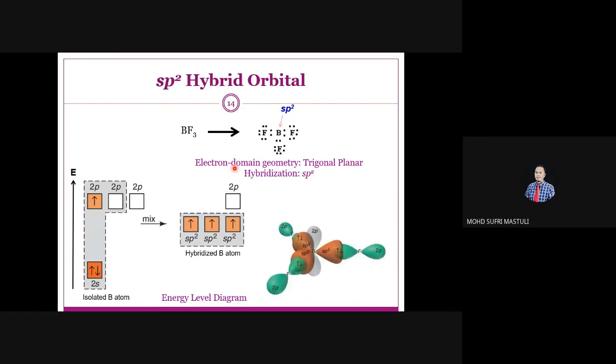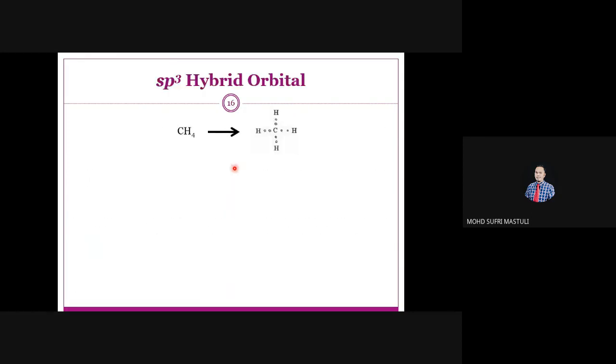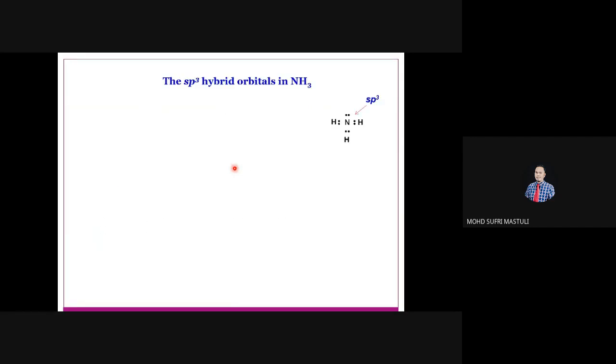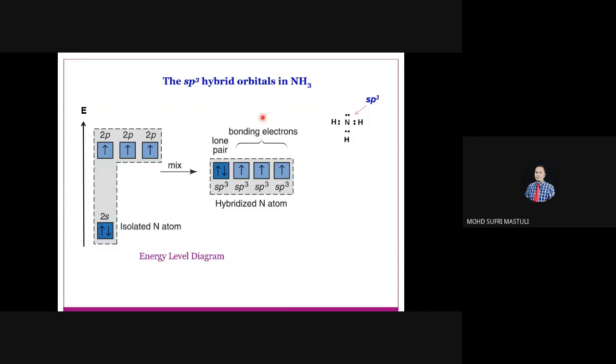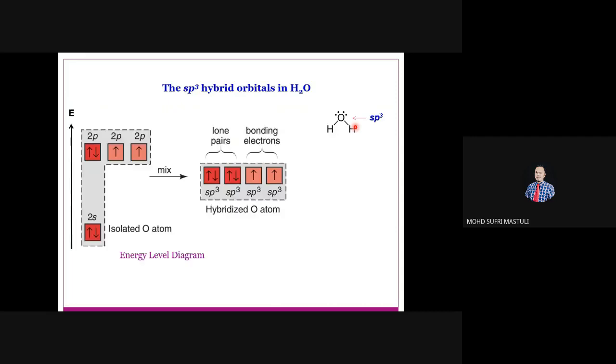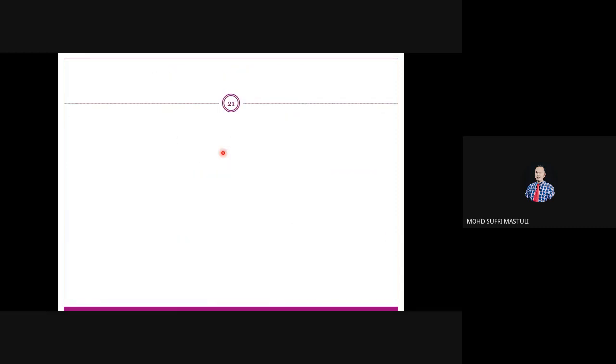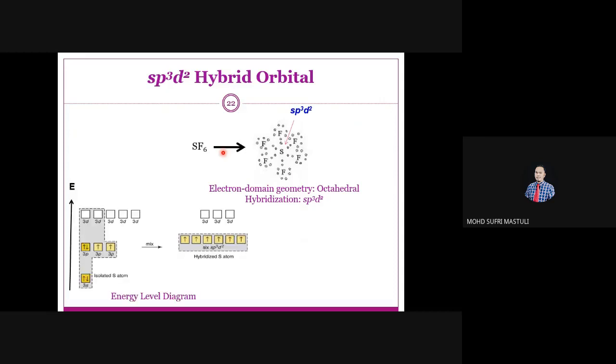So we do the sp2, and then we do the sp3. For the sp3, we also focus on how to do the hybridization of sp3 with the presence of lone pairs: in ammonia one lone pair, and also in water two lone pairs. So you have to be very careful with the energy level diagram for the sp3 with lone pair. It's a bit different. And sp3d, last but not least, we do the sp3d2.